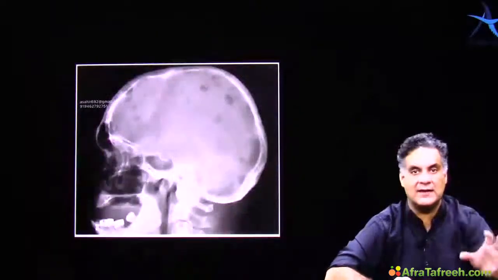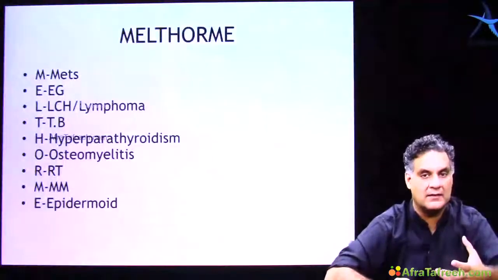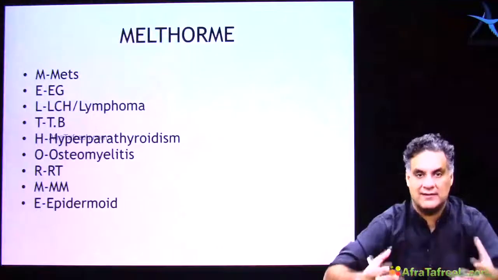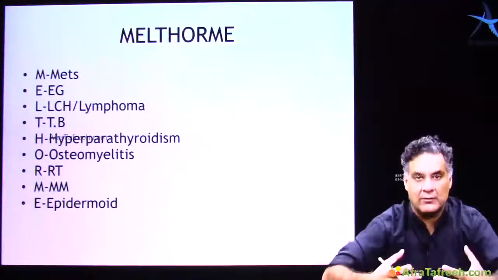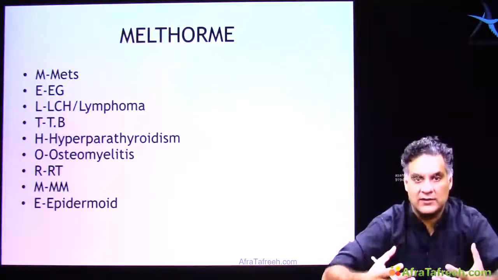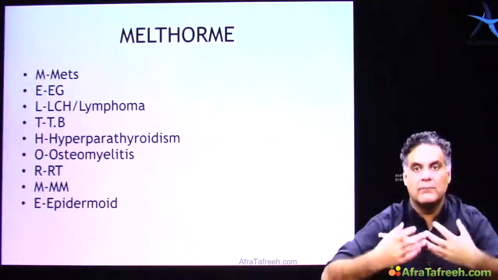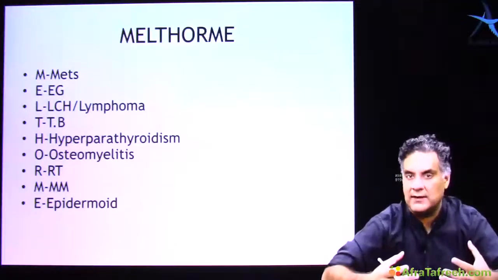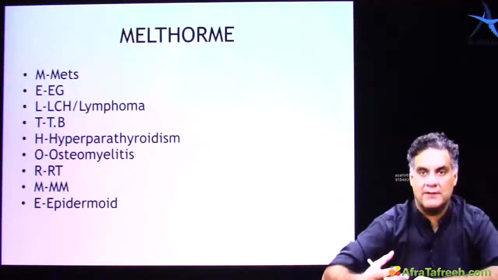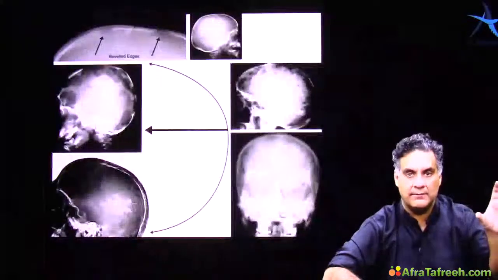And that's why lytic lesions of the skull are asked to you in multiple places. And the mnemonic is Melthorme: metastasis, eosinophilic granuloma, histiocytosis, tuberculosis, hyperparathyroidism, bone infections, radiotherapy, multiple myeloma, epidermoids. And if they show you punched out lesions, multiple myeloma.